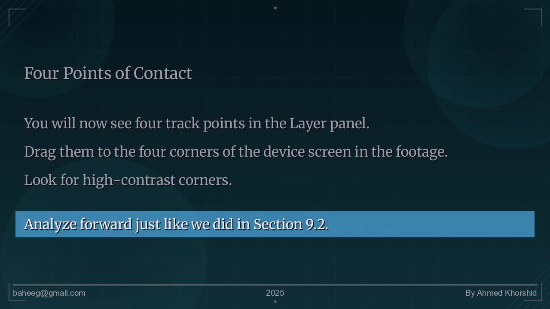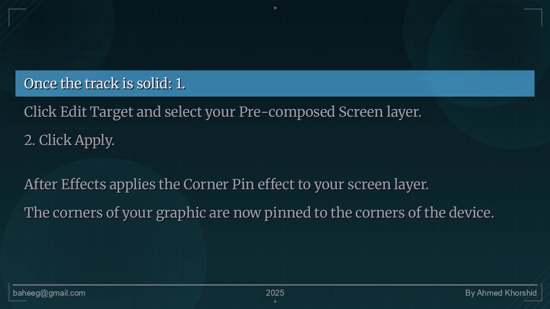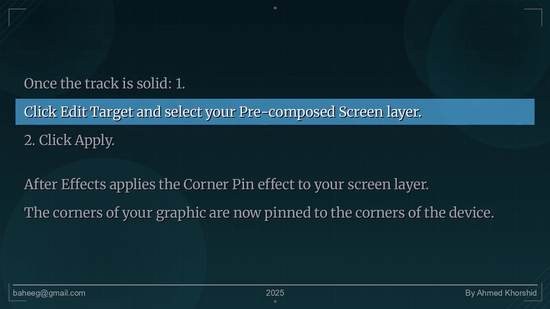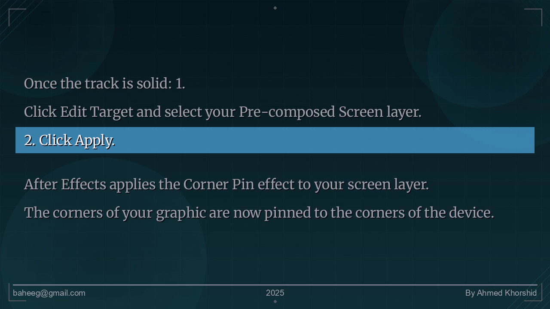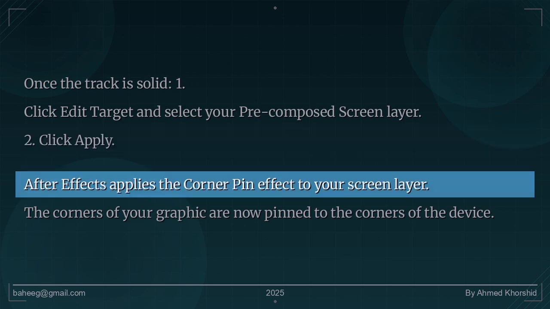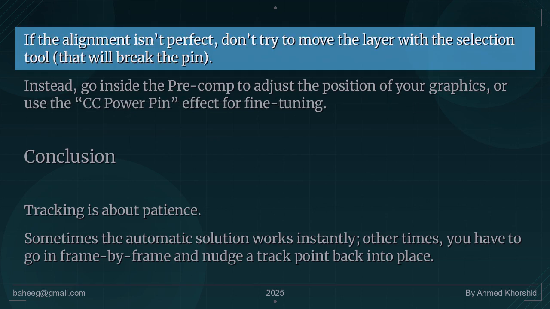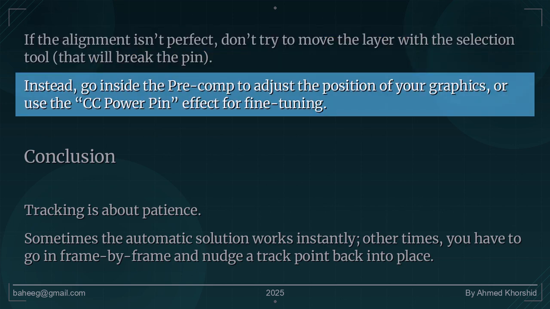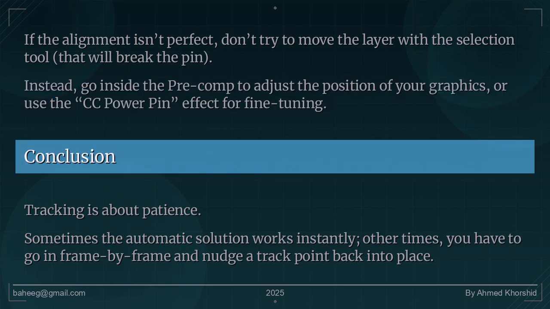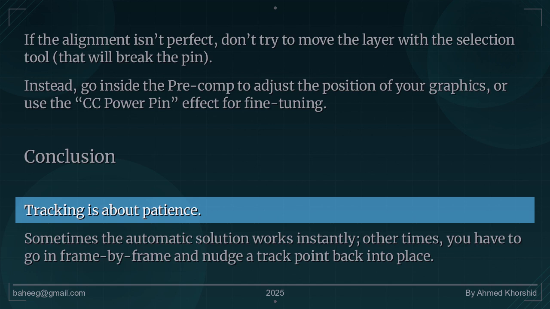Analyze forward just like we did in section 9.2. Once the track is solid, 1. Click Edit Target and select your pre-composed screen layer. 2. Click Apply. After Effects applies the corner pin effect to your screen layer. The corners of your graphic are now pinned to the corners of the device. If the alignment isn't perfect, don't try to move the layer with the selection tool, that will break the pin. Instead, go inside the pre-comp to adjust the position of your graphics, or use the CC Power Pin effect for fine-tuning.